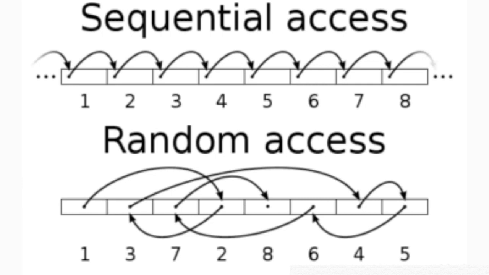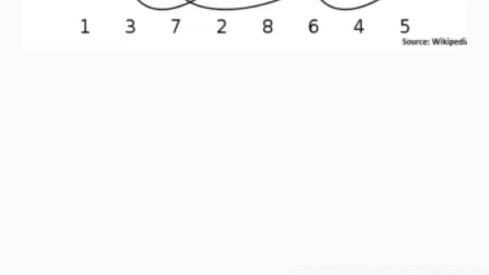You want to go to 6, you move directly to 6. You want to go to 7, you move directly to 7. You want to go to 8, you move directly to 8. All of this is what differentiates the sequential access method of accessing a file from random access.